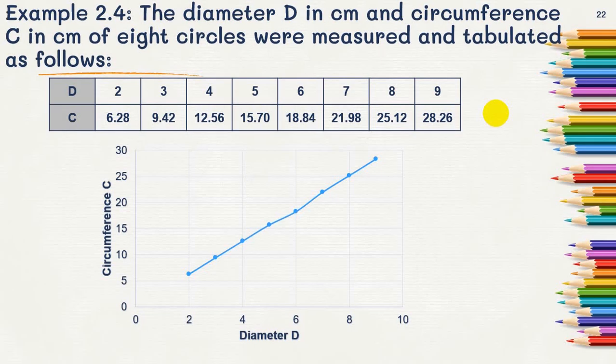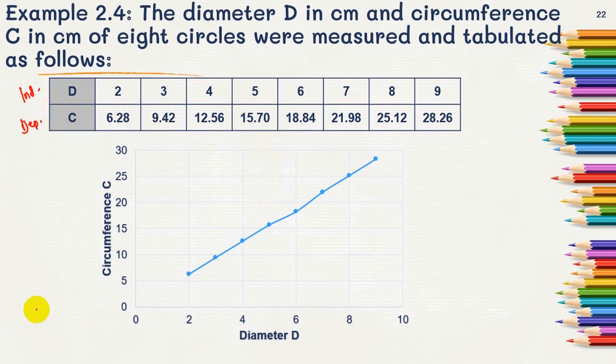Next example. Example 2.4: the diameter d in centimeters and the circumference c in centimeters of 8 circles were measured and tabulated as follows. For the diameter, we have 2, 3, 4, 5 until 9, and for the circumference, we have 6.28 until 28.26. Just remember that the circumference here is our dependent variable, and the diameter is our independent variable.